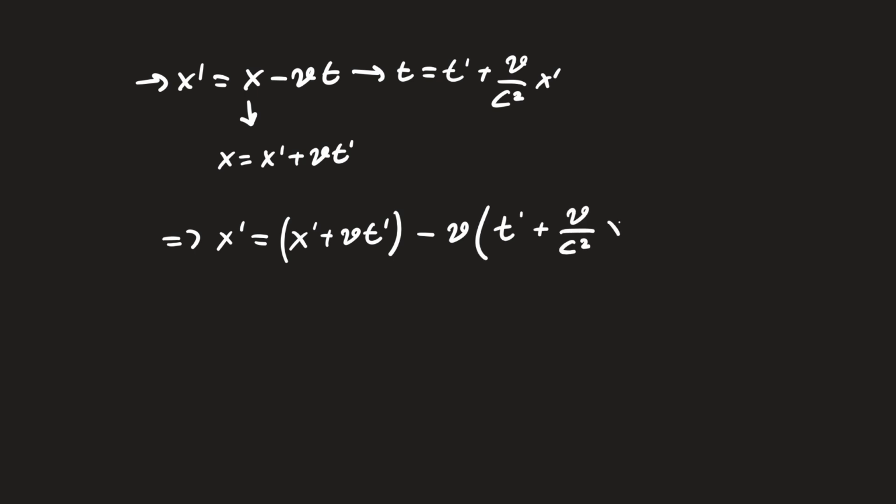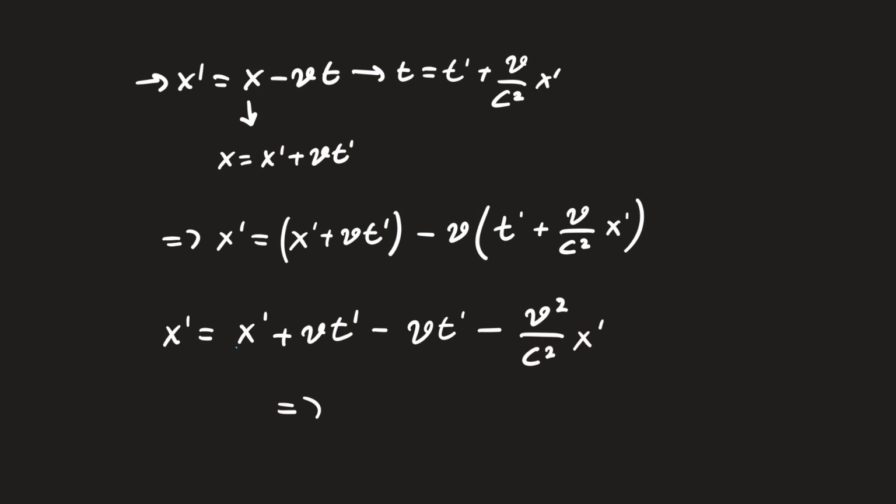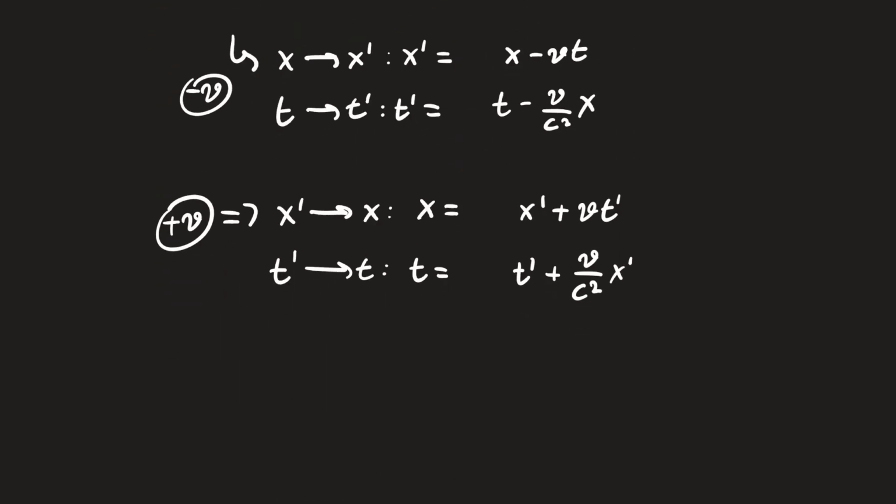Let's go ahead and multiply the v into that second parenthesis, and we get the x primes canceling out, we get the vt primes canceling out, and in the end we get, drumroll please, v squared over c squared x prime equal to 0. That's a disaster. That doesn't work. Well, it's not a complete disaster because we may be able to add a factor to these equations to actually make them behave well with the symmetry.